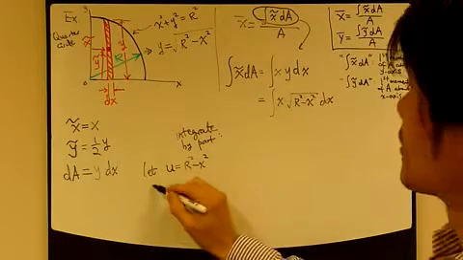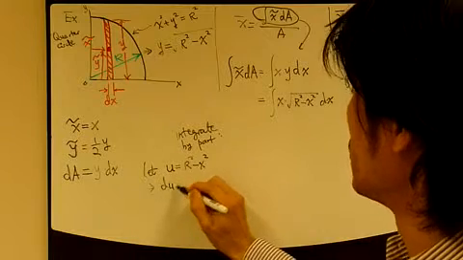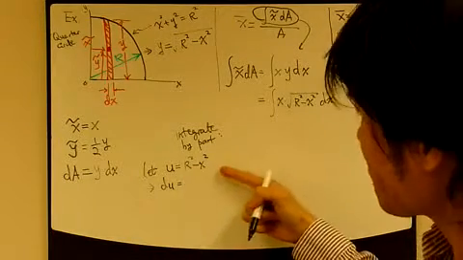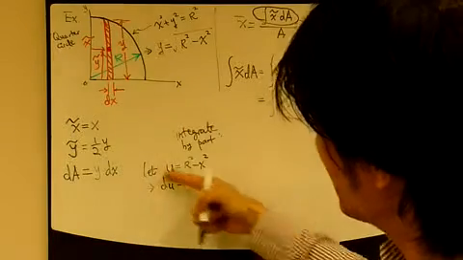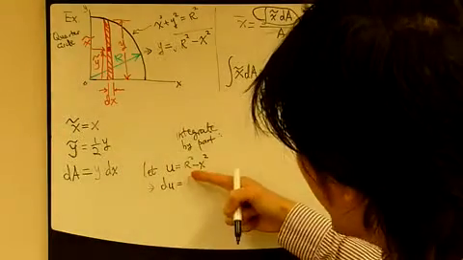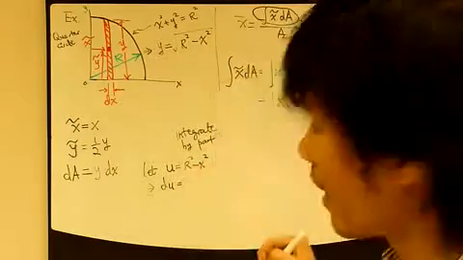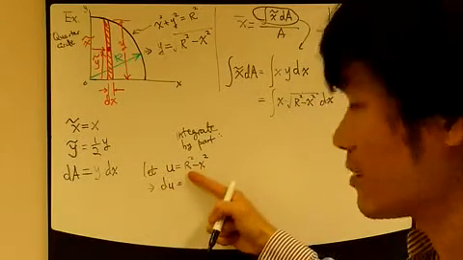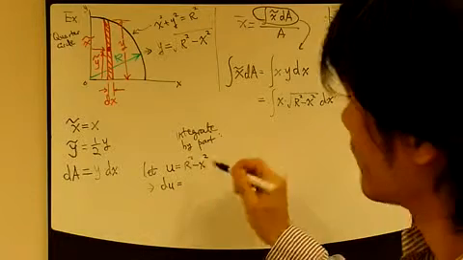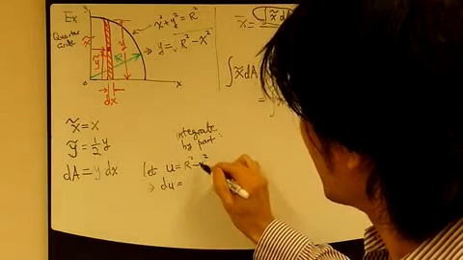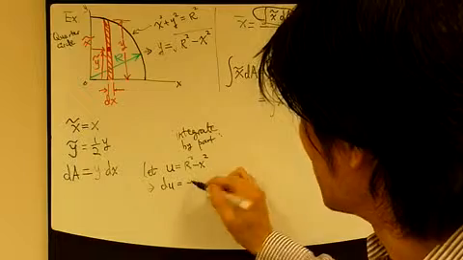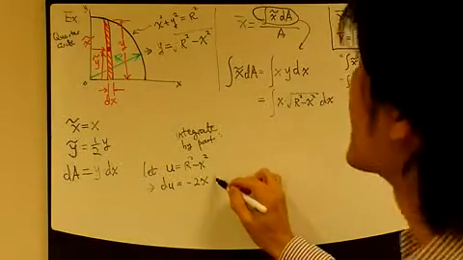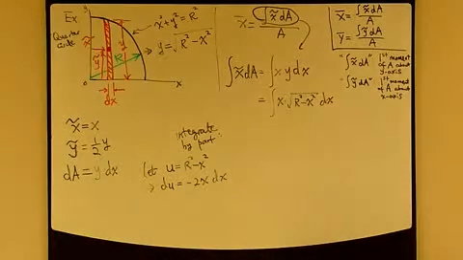Okay? So what happens here? So du becomes, well, take the du of the whole thing, and then d, this guy right here. Now r is a constant, so d constant is 0. So what's left is this guy right here. So you differentiate this guy, so minus 2x dx.